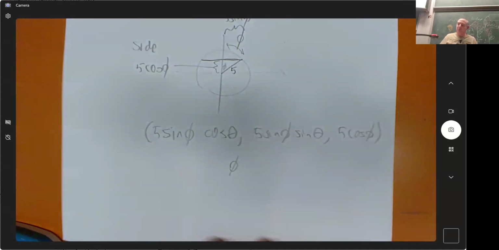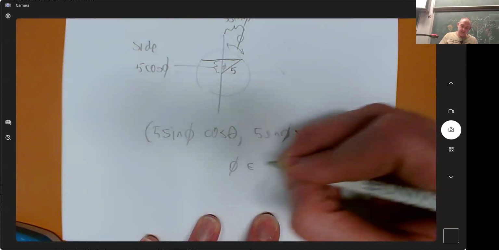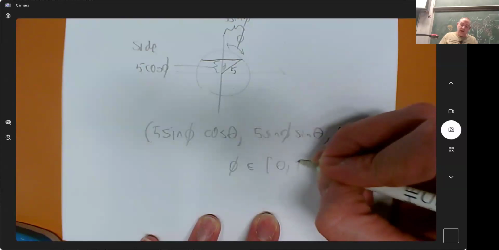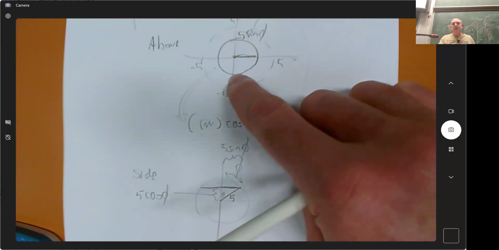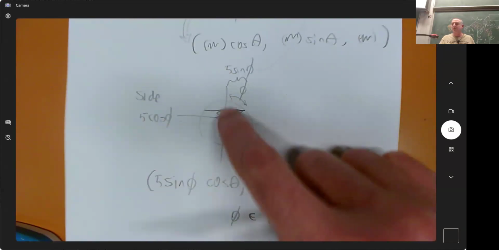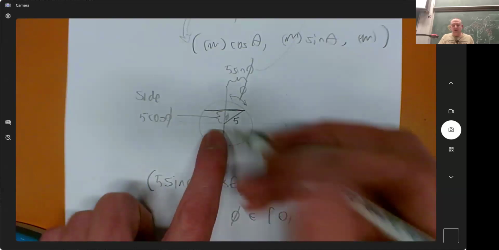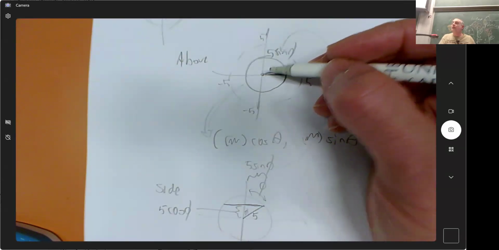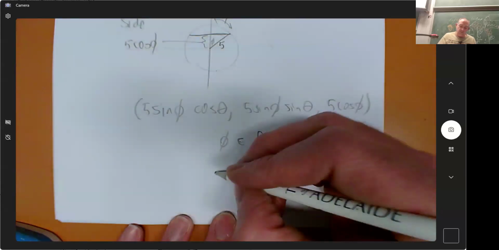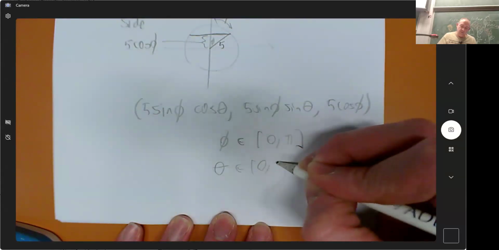So that is the surface of a sphere of radius 5. We're just still going on the previous seminar. So that phi goes from 0 to pi, because we only have to come down here to figure out what the different radiuses are. And we don't have to worry about that side because that's covered by this rotation here. And the theta still goes from 0 to 2 pi.